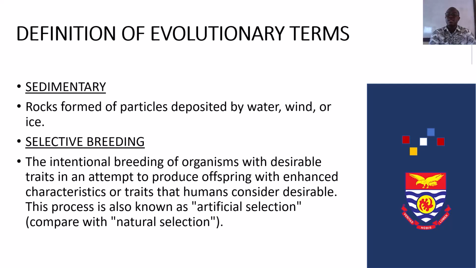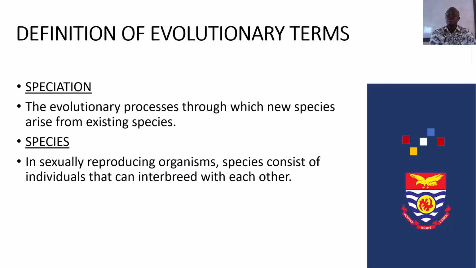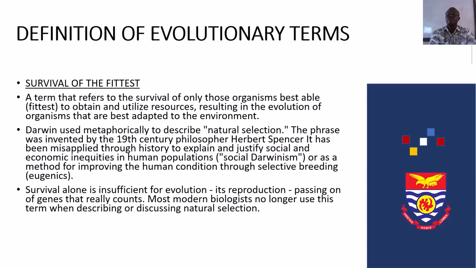Selective breeding: the intentional breeding of organisms with desirable traits in an attempt to produce offspring with enhanced characteristics or traits that humans consider desirable. This process is also known as artificial selection, compared with natural selection. Speciation: the evolutionary processes through which new species arise from existing species. Species: in sexually reproducing organisms, species consist of individuals that can interbreed with each other.